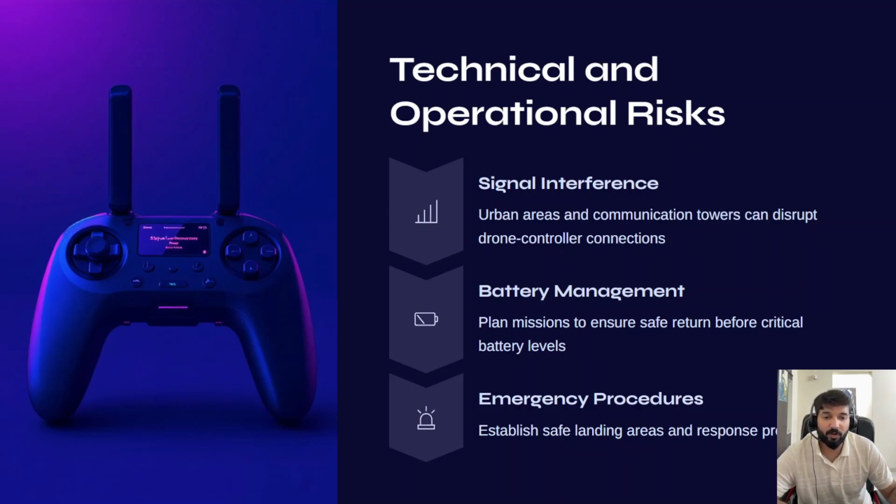Battery management is also critical. Drone survey missions should always be planned so the drone can safely return before the battery reaches a critical level. Professional operators also establish emergency procedures such as defining safe landing areas in case of unexpected issues during flight.